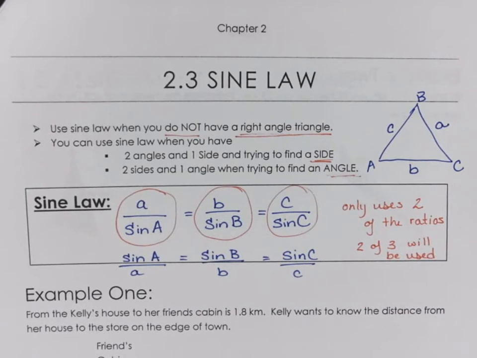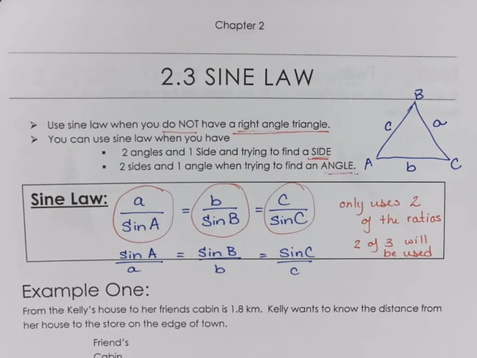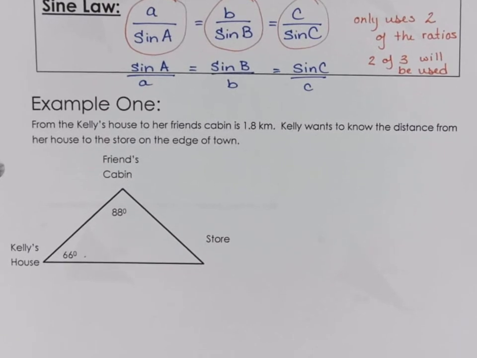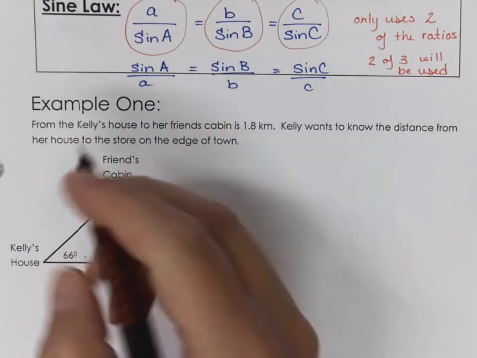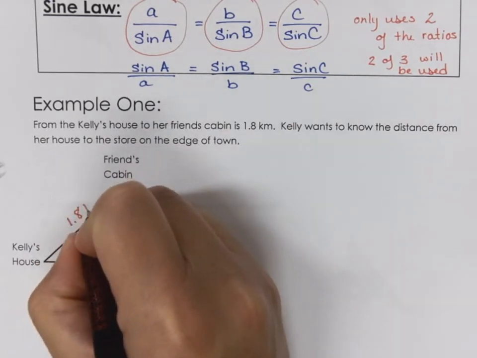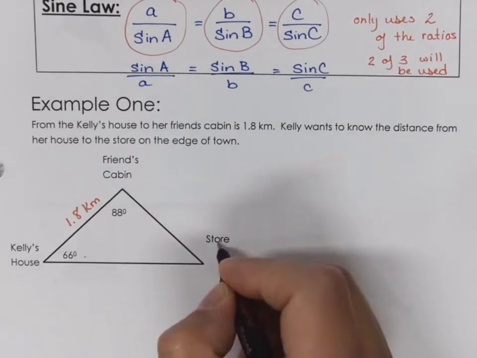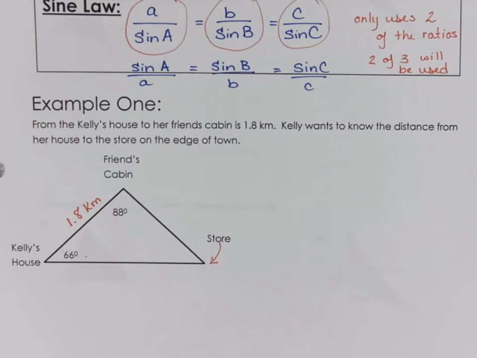Okay, all right, big deep breath. We're going to use this for the first time. Okay, so example number 1. From Kelly's house to her friend's cabin is 1.8 kilometers away. I don't know why I didn't put that on the triangle, but obviously I didn't feel it was necessary. Kelly wants to know the distance from her house to the store on the edge of town. This should really be right there, sorry. This is what happens when I try to draw things. It gets sketchy.